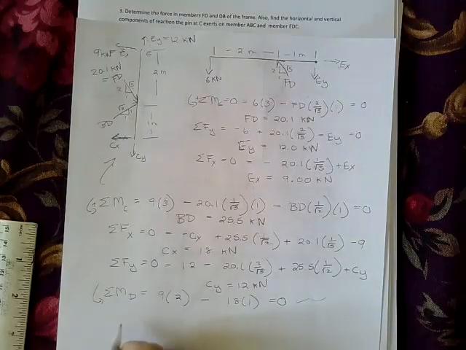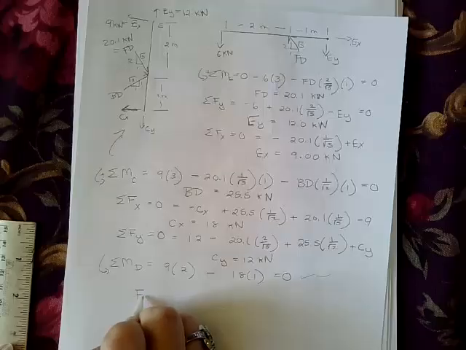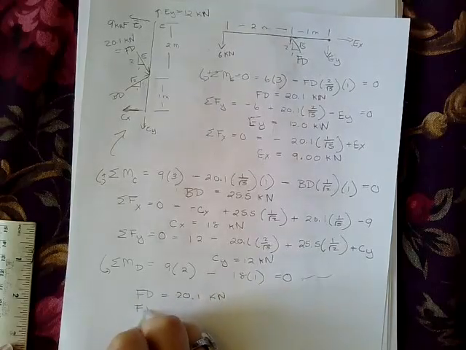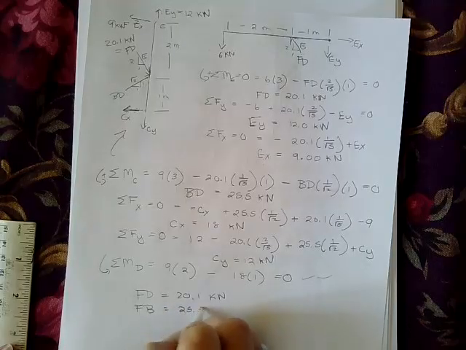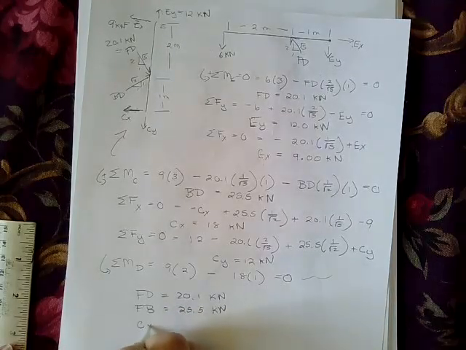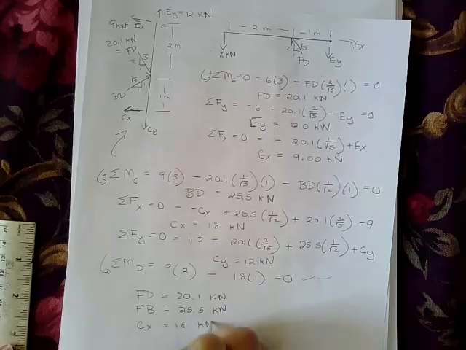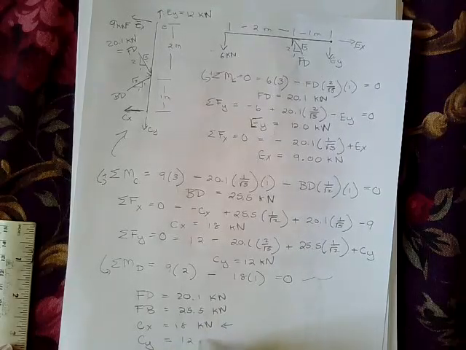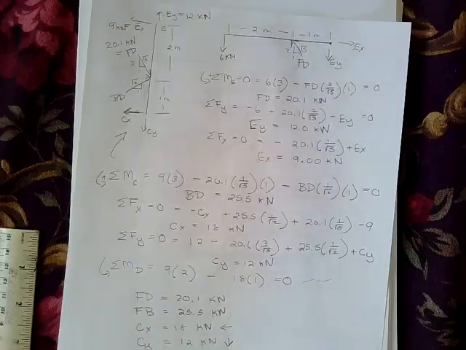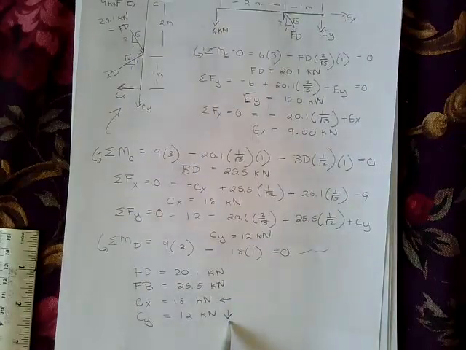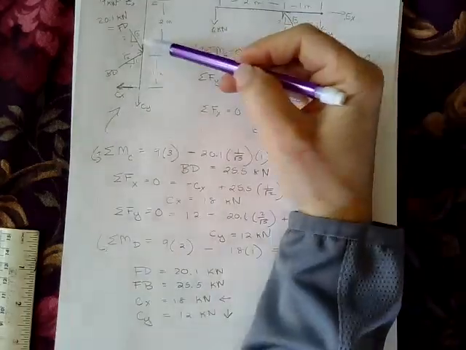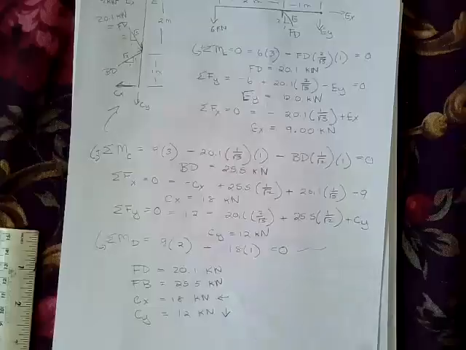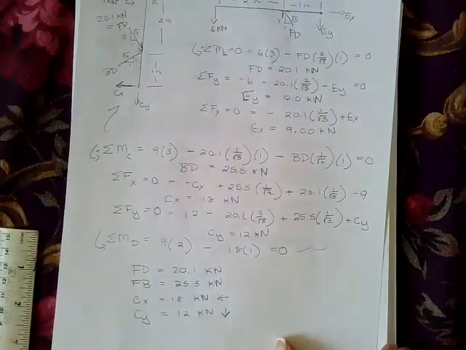But your answers then end up being FD is 20.1 kilonewtons, your FB is 25.5 kilonewtons, and then CX is 18 kilonewtons, and that's going to be to the left, and CY is going to be 12 kilonewtons down. Notice that I have these arrows here because I need to know the directions. FD and FB are two-force members, so that has to be along that member, so I don't necessarily need to give a direction.